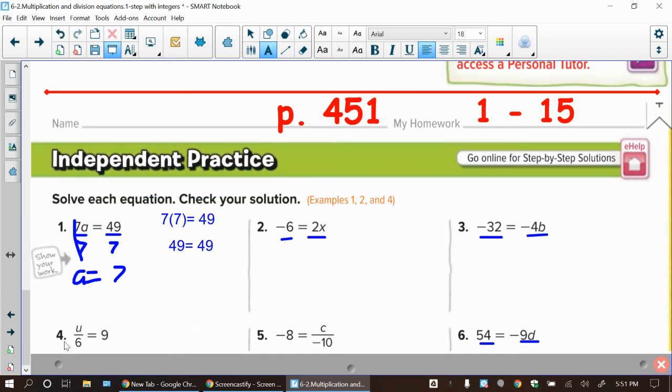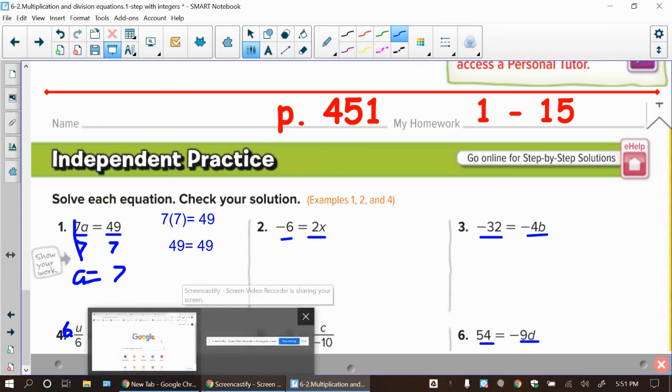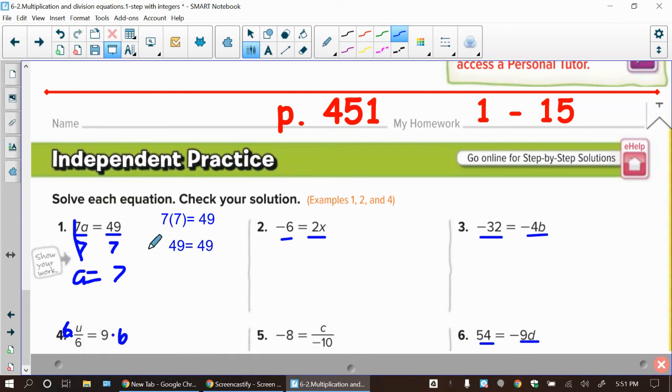Okay, let's look at number 4. You have u divided by 6 equals 9. Well, obviously, what do we want to get rid of? This 6. So we're going to multiply both sides by 6. Like I said, if you don't have enough room, rewrite your whole equation so it doesn't look sloppy. Luckily, I can zoom in and I can make it fit. And the whole reason why we do that is so that this reciprocal of 6 cancels out the other 6. That's the whole purpose of it.